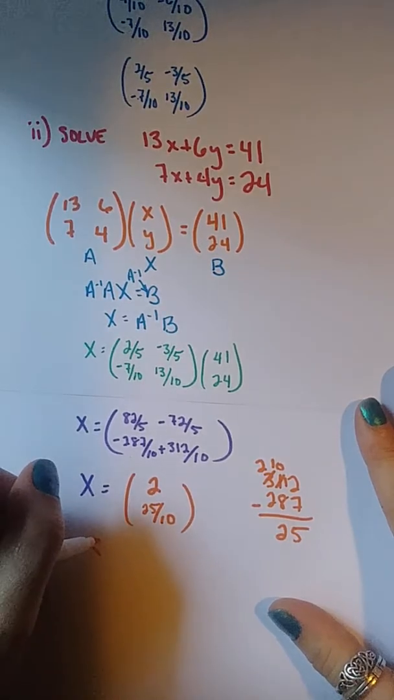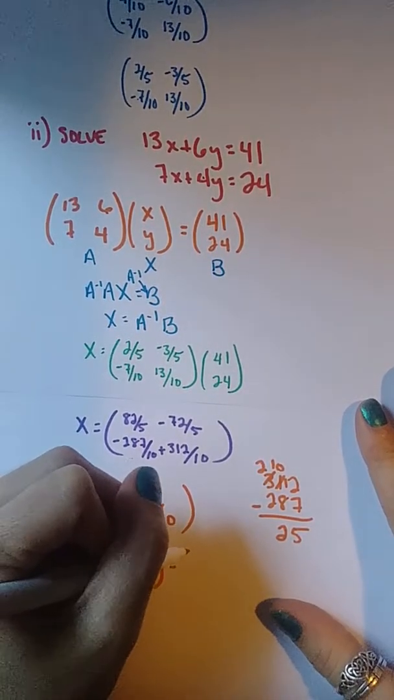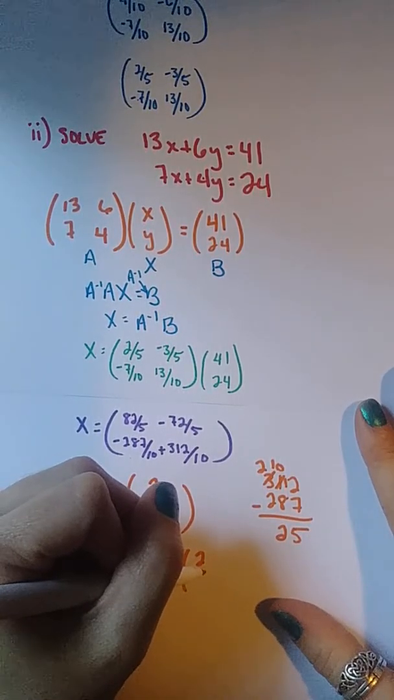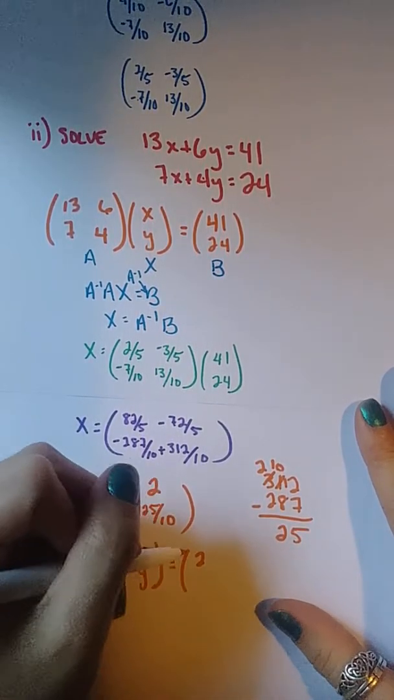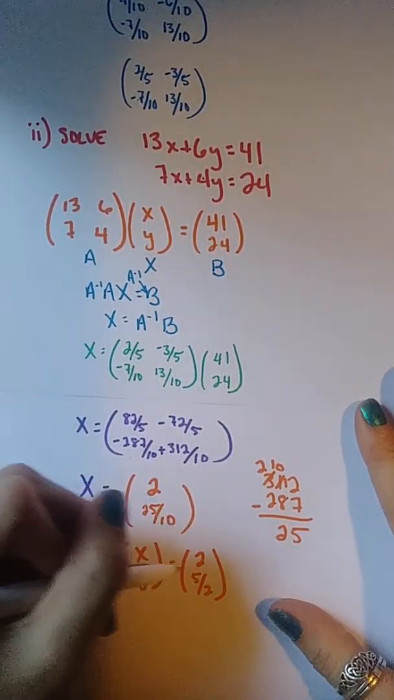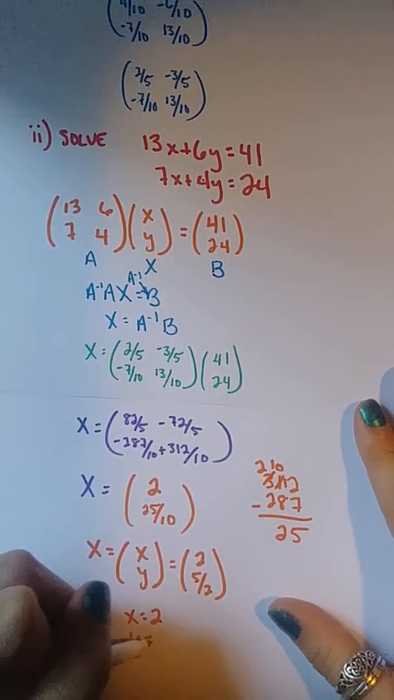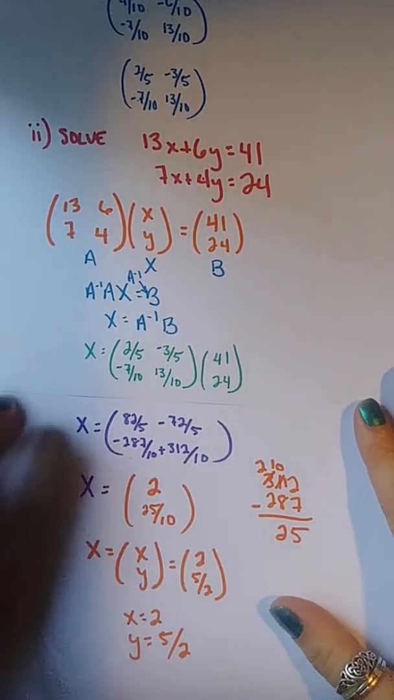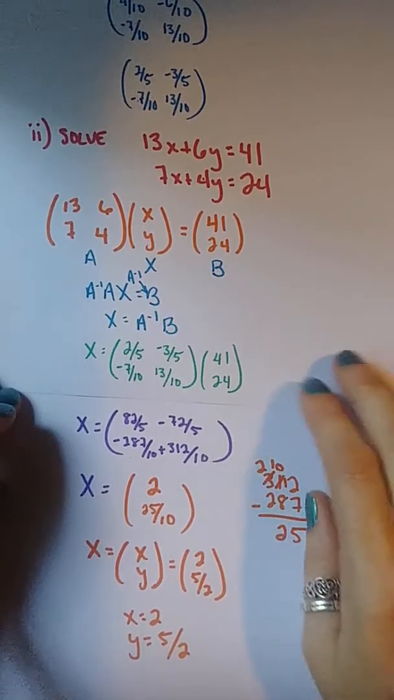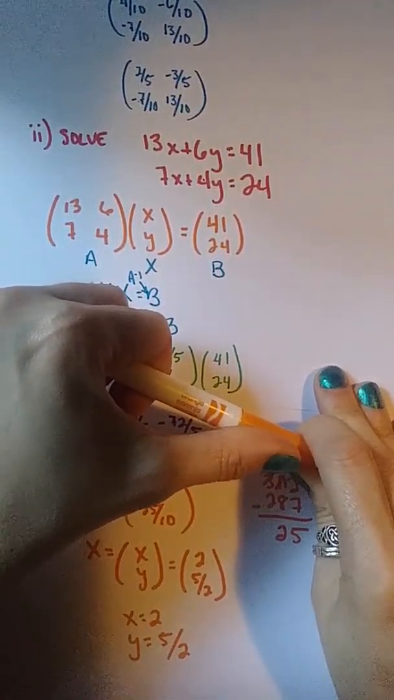So my final answer here, X, which is that matrix XY, is going to be 2 over each one of these divided by 10. So this is 5 halves. So I know separating it out by element, X equals 2 and Y equals 5 over 2. There we go. That's it for question 7. We'll pick up with question 8 in the next video.